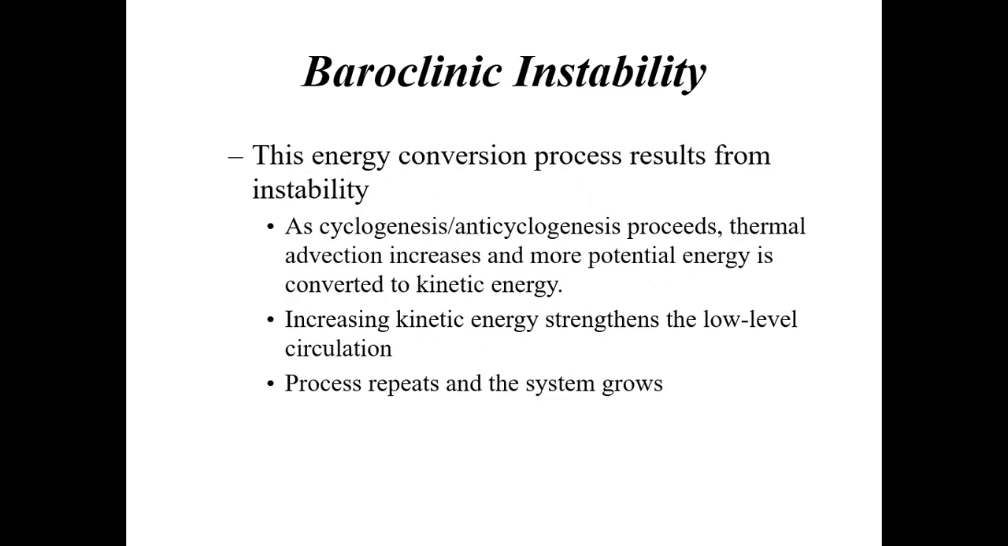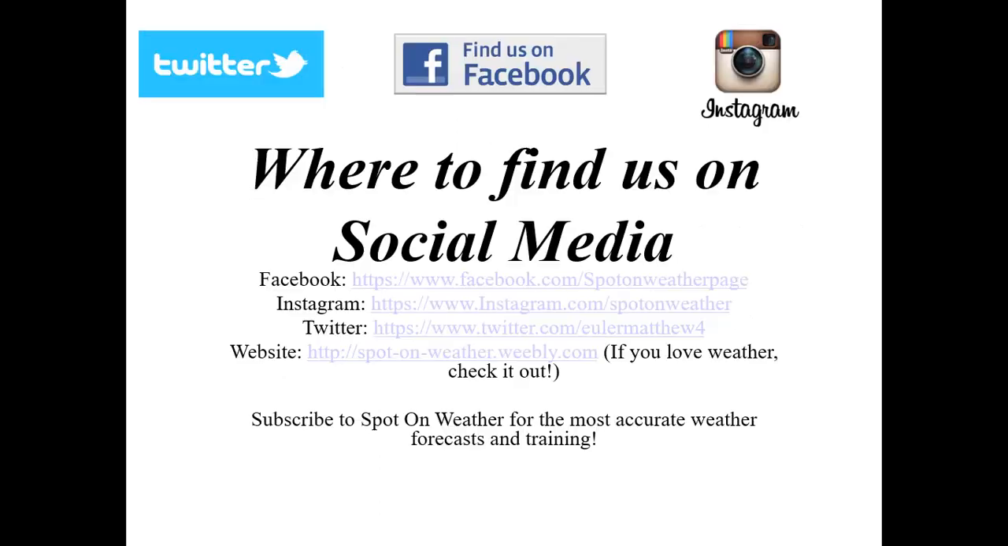And that energy conversion results from the instability in the process of baroclinic instability, and as you have cyclogenesis and anticyclogenesis proceeding, that thermal or temperature advection, the temperature changes, increase, and you have more potential energy converted to kinetic energy. The increasing energy of motion, or kinetic energy, then strengthens the low-level circulation, and the process will repeat, and the system ultimately deepens and grows over time till it reaches a breaking point.